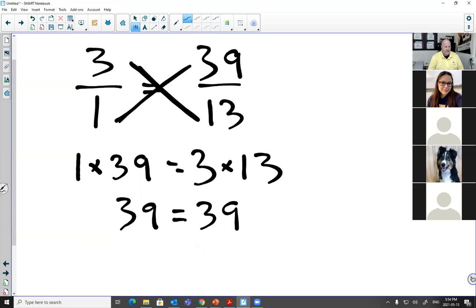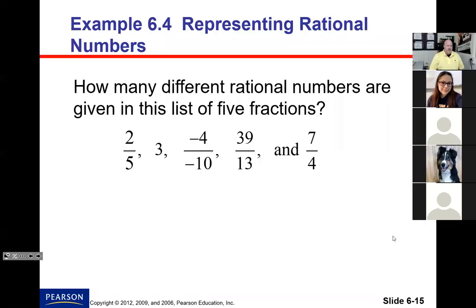I've got to stop sharing the screen here. A sec. Share screen. Okay, so 3 and 39 over 13.